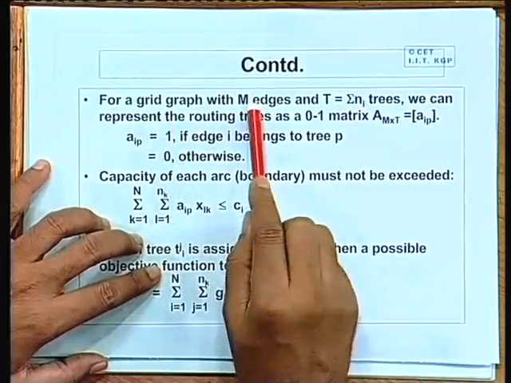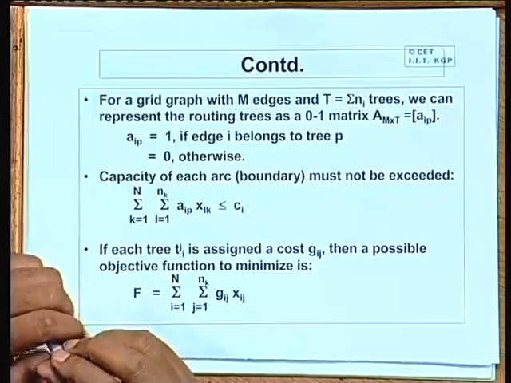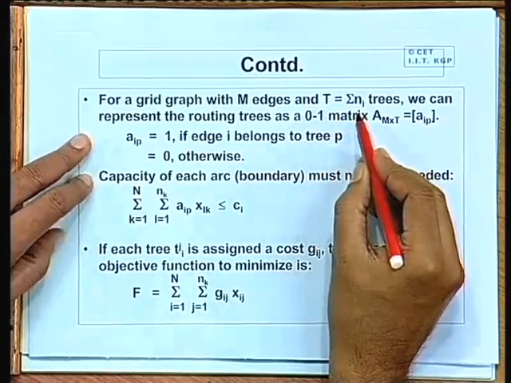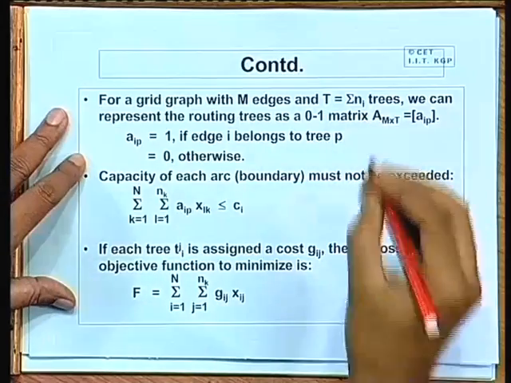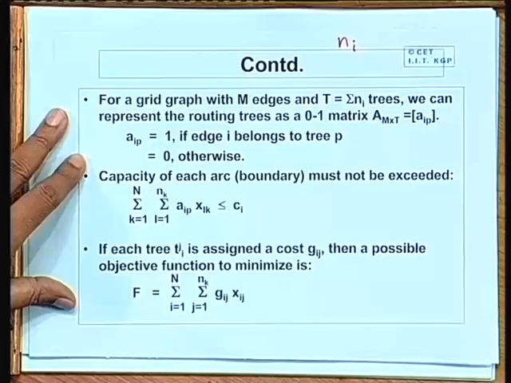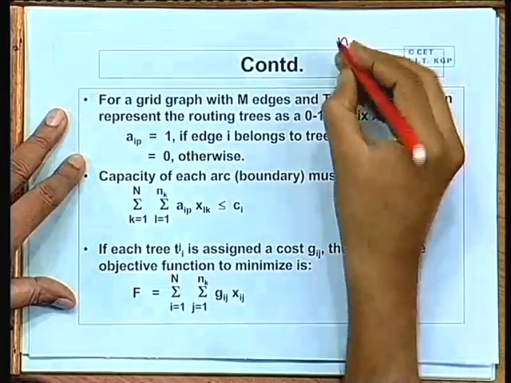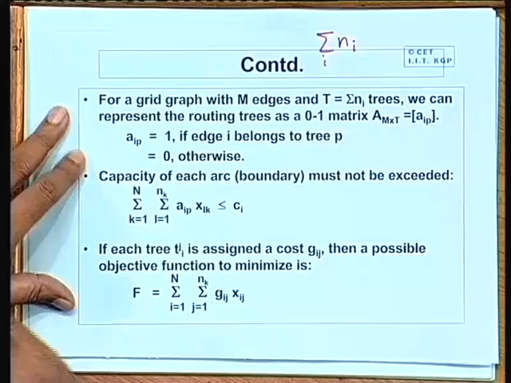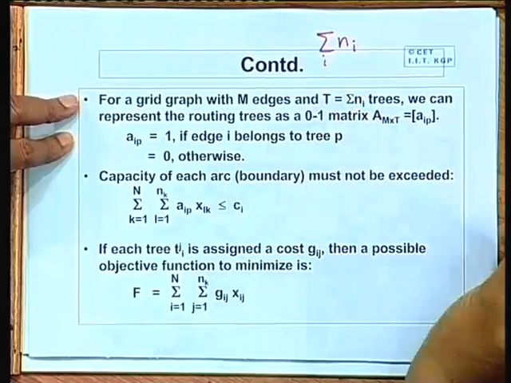Then, we have a grid graph with m edges, and there are many trees. For net i, there are ni number of trees, right. Now, if we sum this over i, we will get the total number of trees for all the nets. T is that number, sigma of ni.